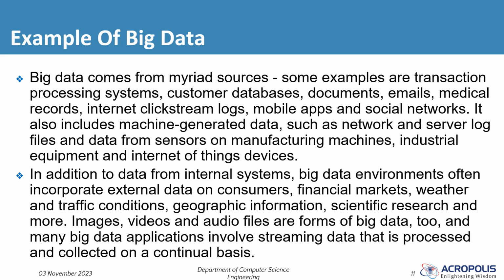Now we are talking about examples of big data. Big data comes from myriad sources. Some examples are transaction processing systems, customer databases, documents, email, medical records, internet clickstreams, logs, mobile apps, and social networks. It also includes machine-generated data such as network and server log files and data from sensors on manufacturing machines, industrial equipment, and Internet of Things devices.